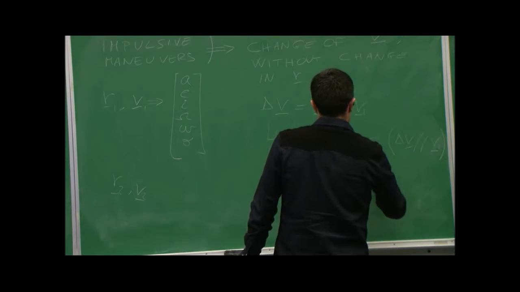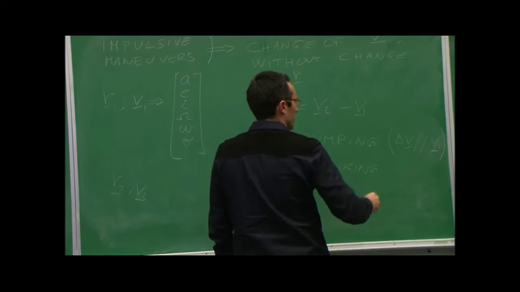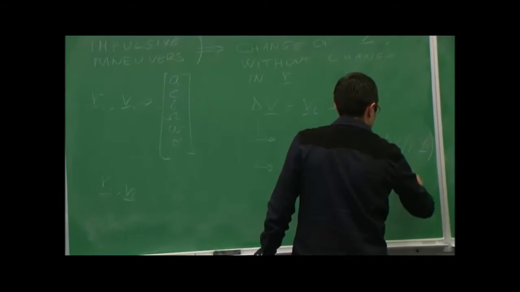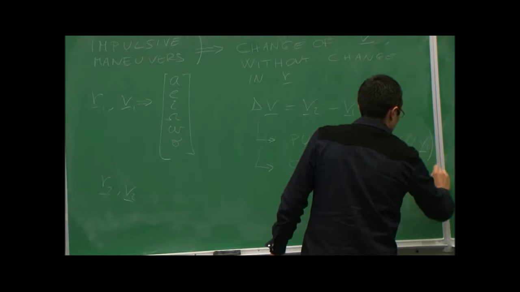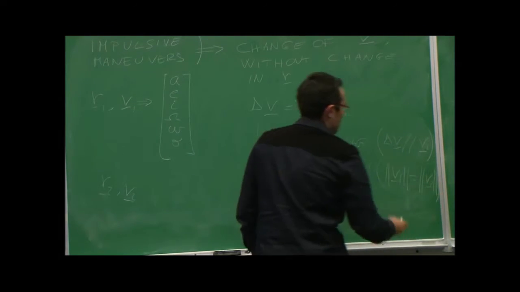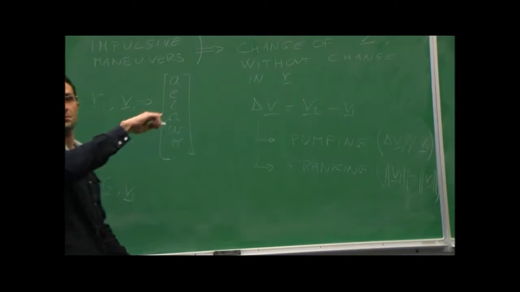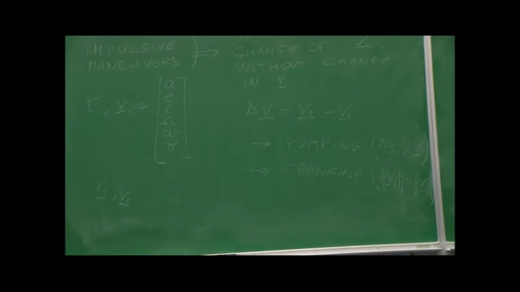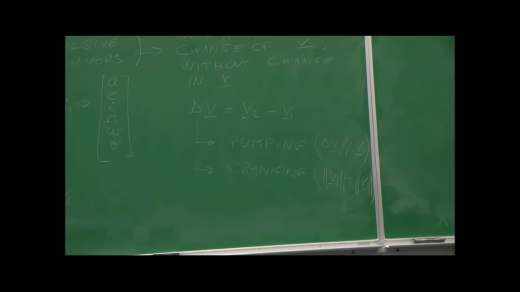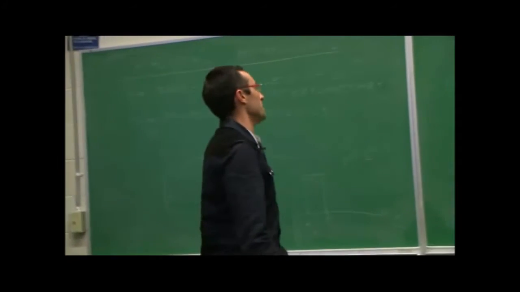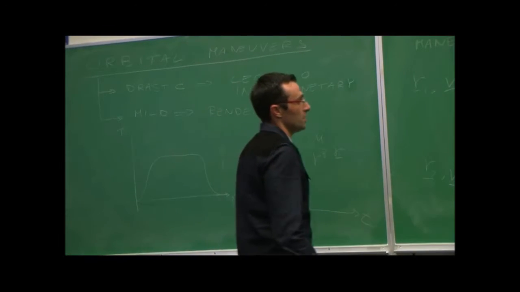The magnitude of velocity remains the same. So V1 before the burn is the same as V2, but the direction of the velocity has changed because of whatever reason that you have. A very simple one is changing the plane of your orbit. If you change the velocity direction, as you can imagine, the plane of your orbit is going to change.